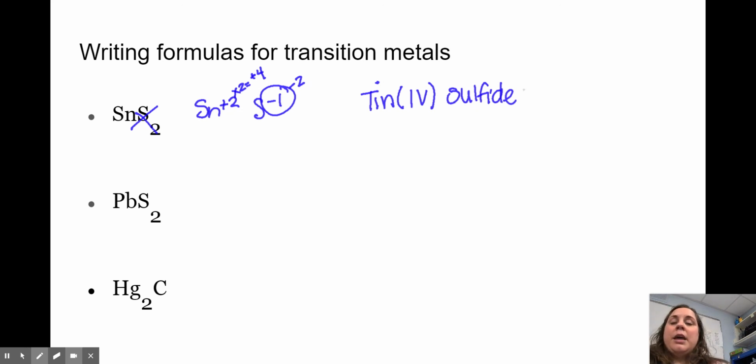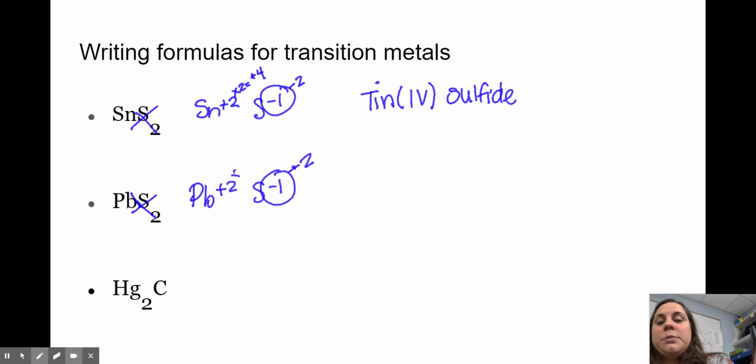Next, I have lead and sulfur. Cross them up, and I get Pb as +2, sulfur as -1. Check sulfur. -1 is not correct. That should be -2. So you need to also multiply this positive by 2 to get positive 4. So when I write out the words, it's going to be lead 4 sulfide.